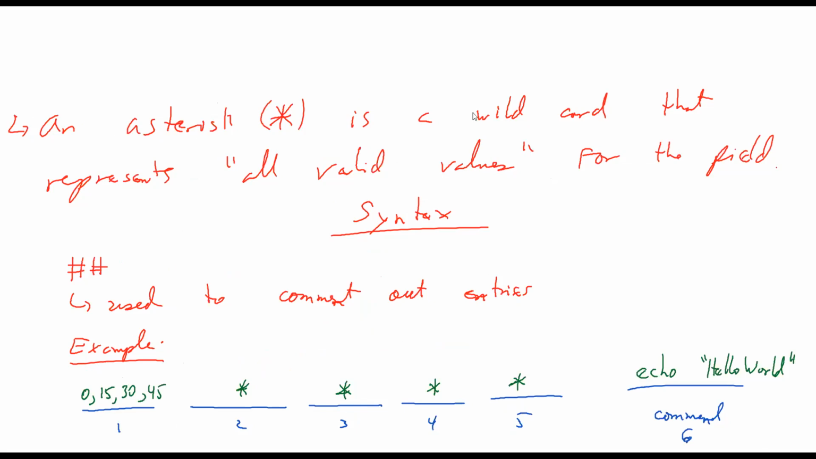So minutes over here is a little bit restricted, and it's provided a comma separated list that says, I want it to run at 0 minutes, 15 minutes, 30 minutes, 45 minutes. That's basically it. So if we wanted to put this in words, it displays hello world every 15 minutes.